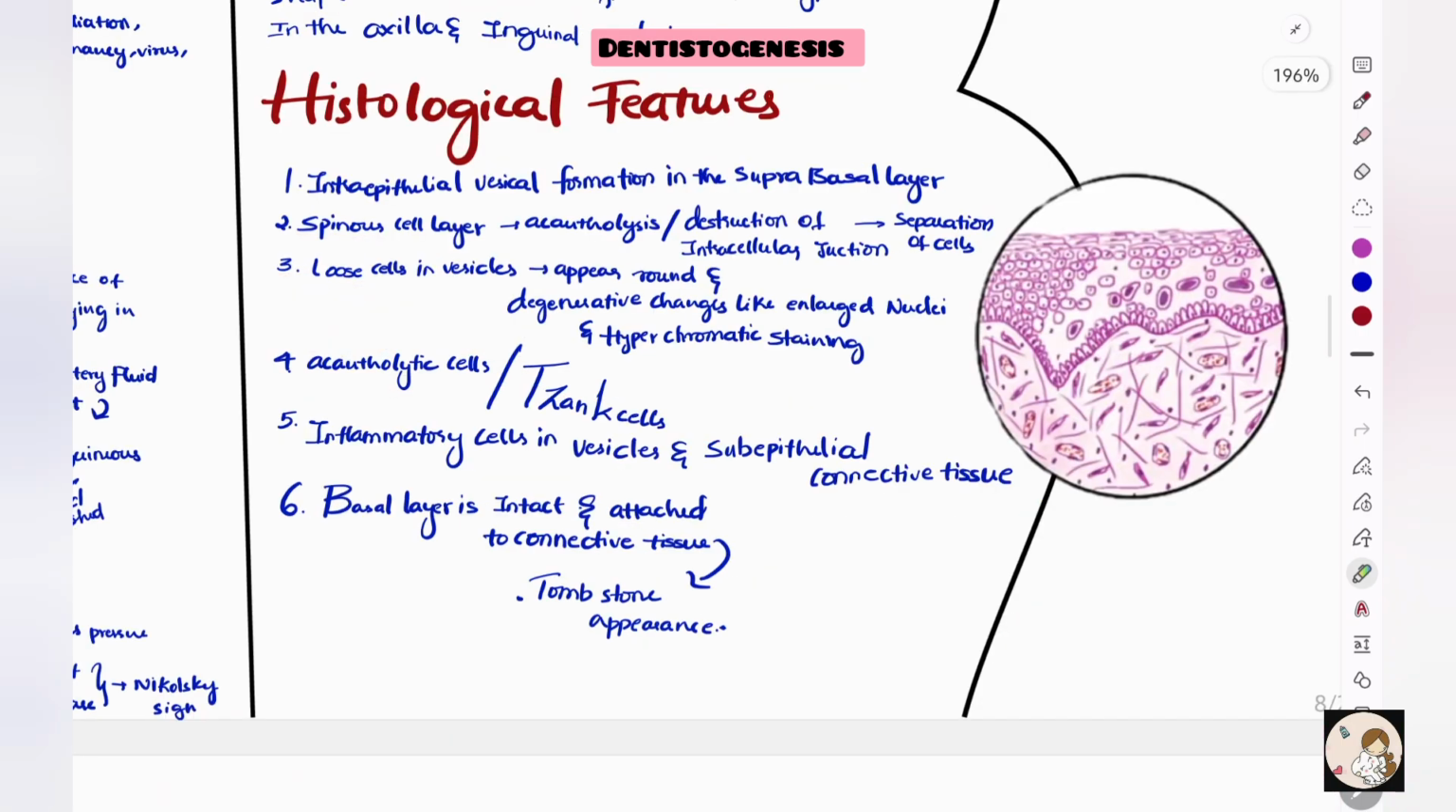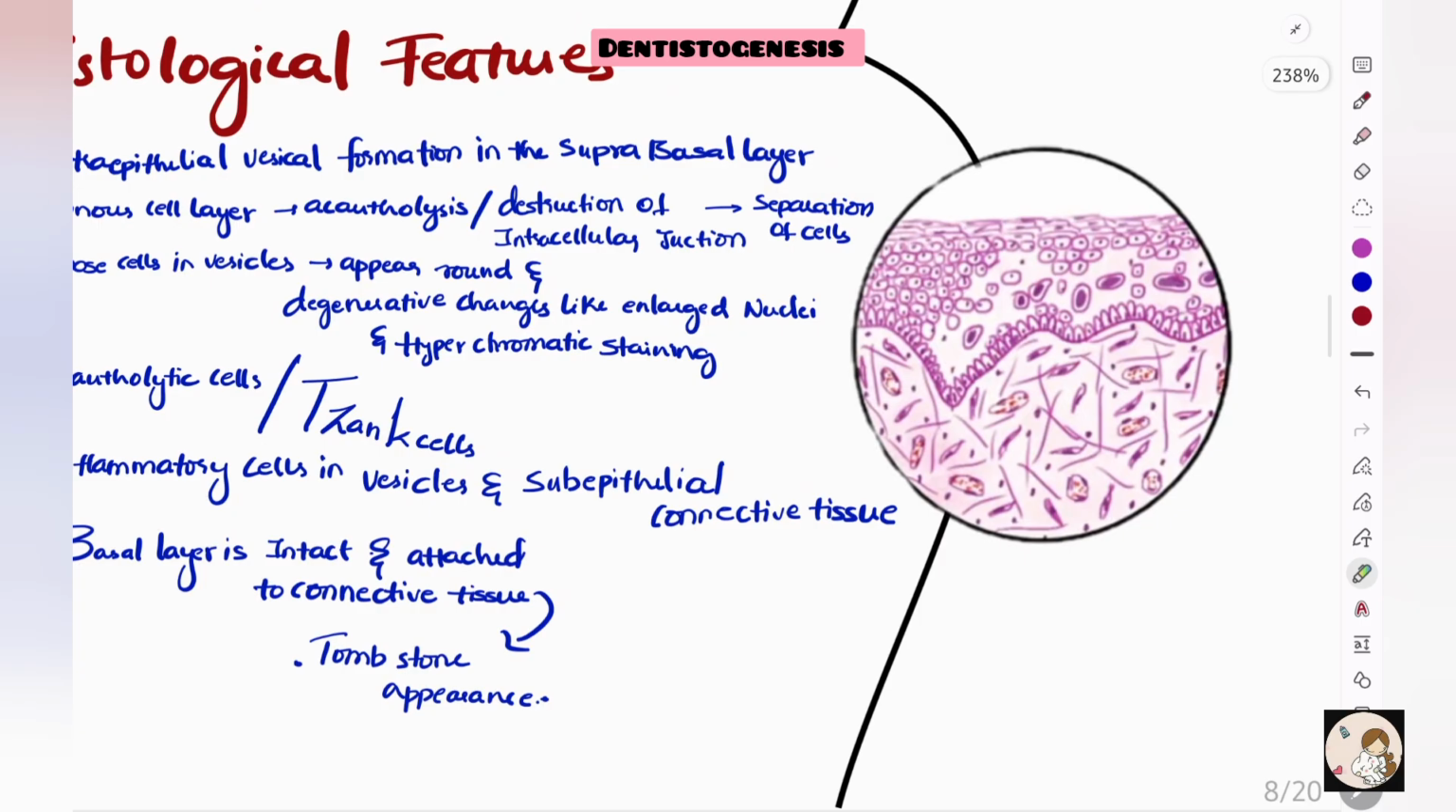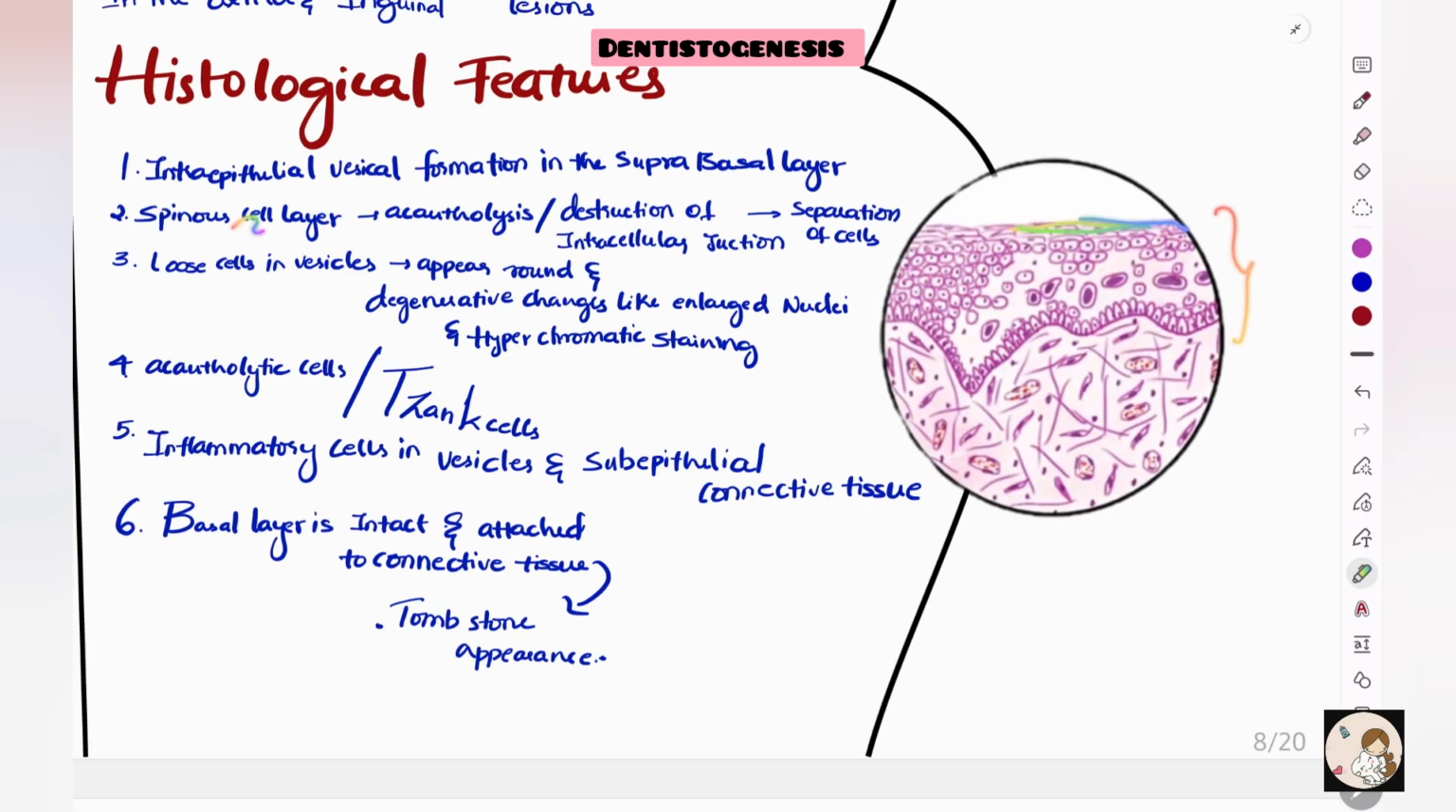Come to histological features, which are very easy to remember in the case of Pemphigus. The first point includes intraepithelial vesicle formation in the suprabasilar layer. So now this is a suprabasilar layer and there are intraepithelial vesicles. These are all the vesicles. Now, the spinous cell layer leads to acantholysis and destruction of intraepithelial junction is seen, which causes separation of the cells. Now, which is the spinous layer? So now this layer is the spinous layer which causes acantholysis.